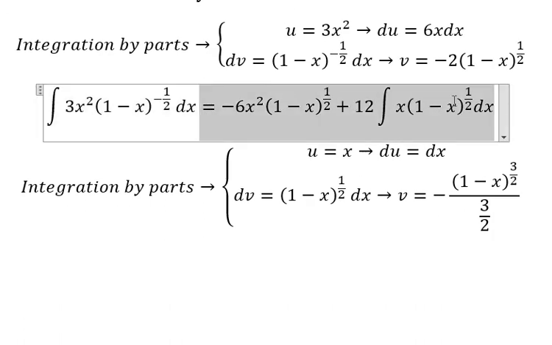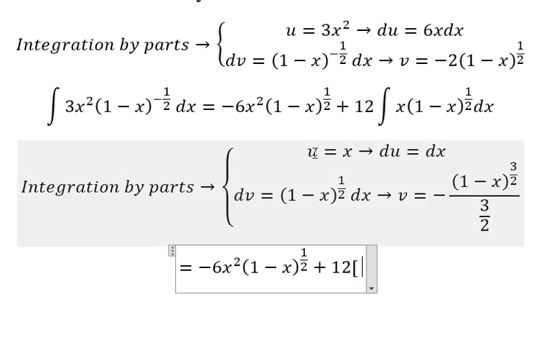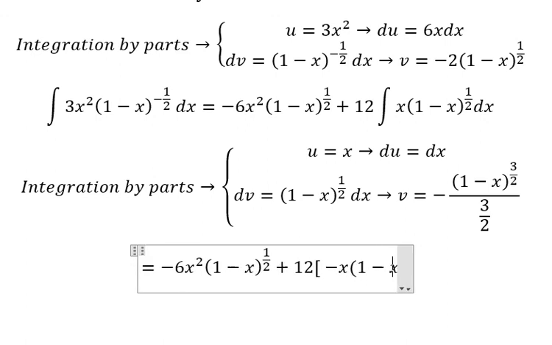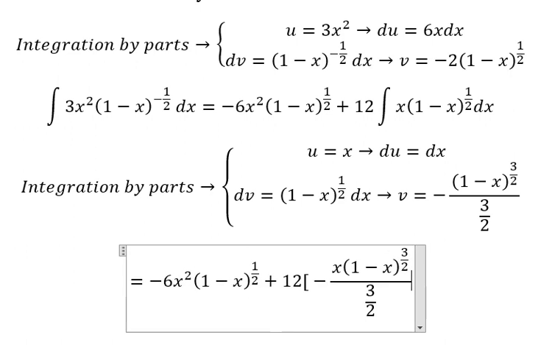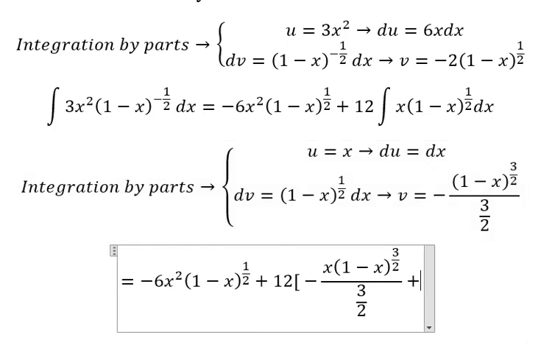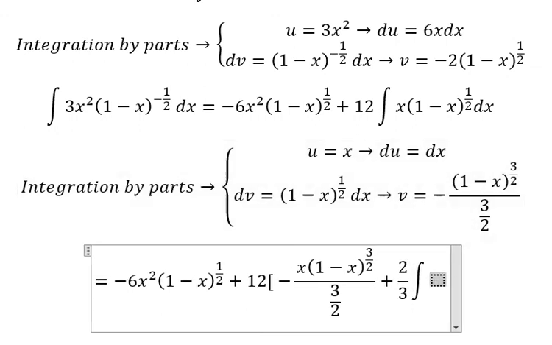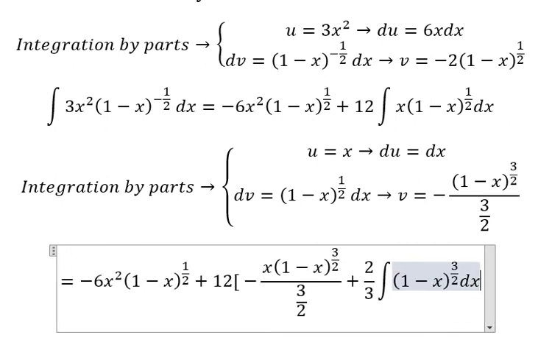So about this integration in here, we have u multiplied by v, so you get negative s multiplied by 1 minus s to the power of 3 over 2 over 3 over 2. And then we have du multiplied by v, but we have the negative in here, so you get positive, and we have the integration. So 1 divided by 3 over 2, I can write as 2 over 3. And we have 1 minus s to the power of 3 over 2 ds.